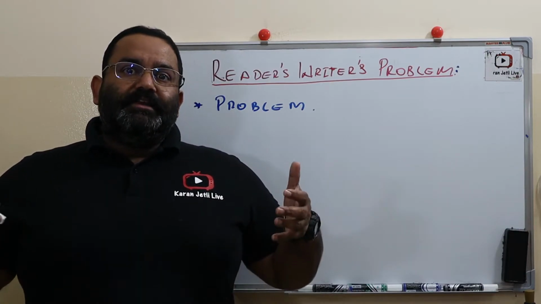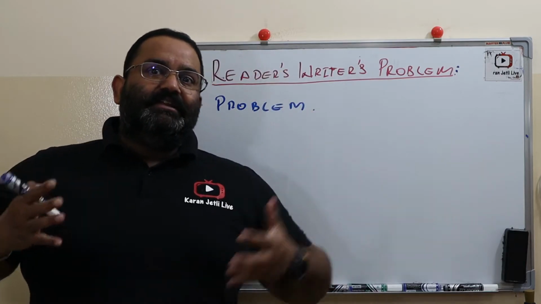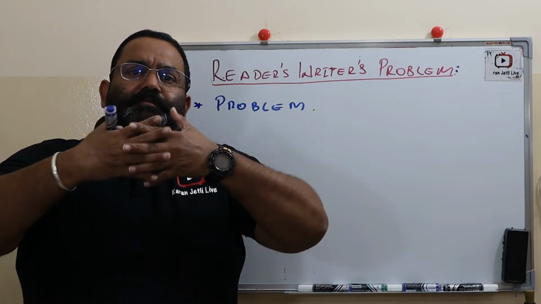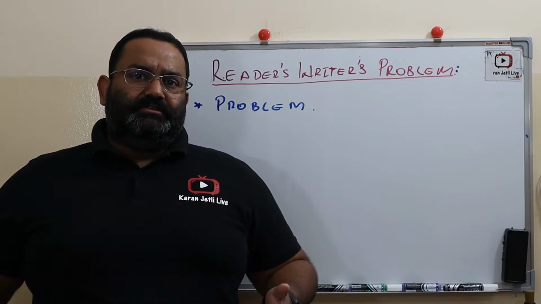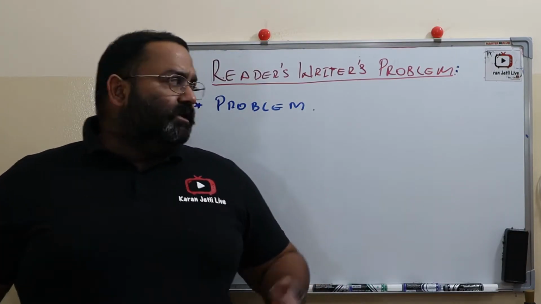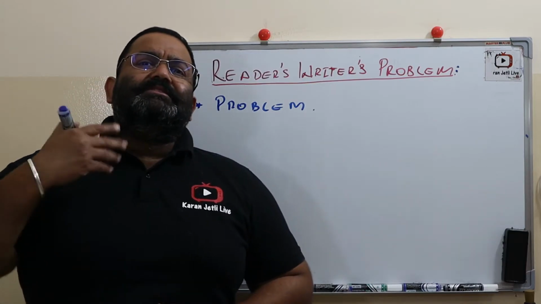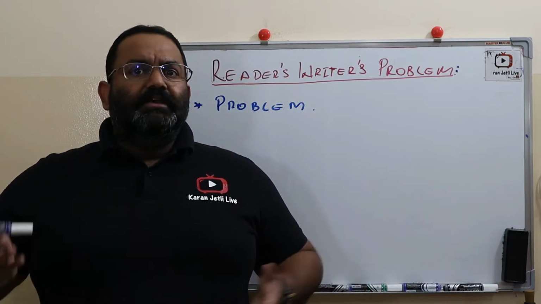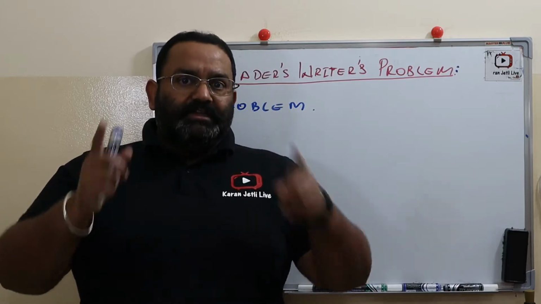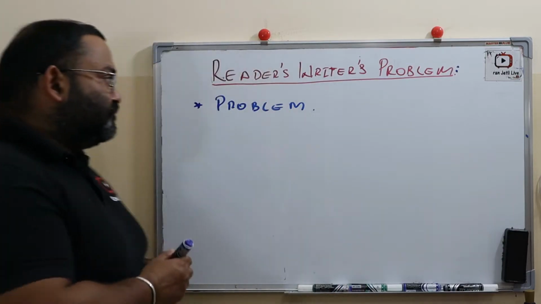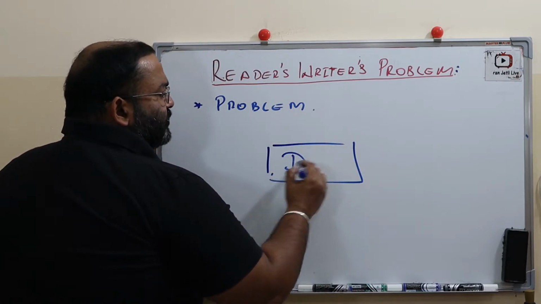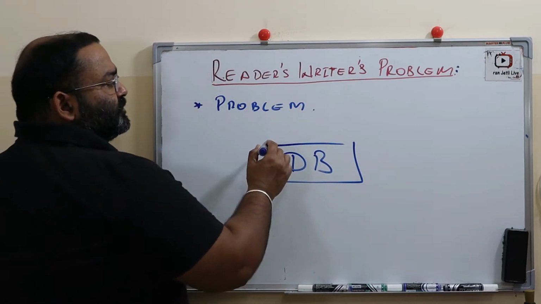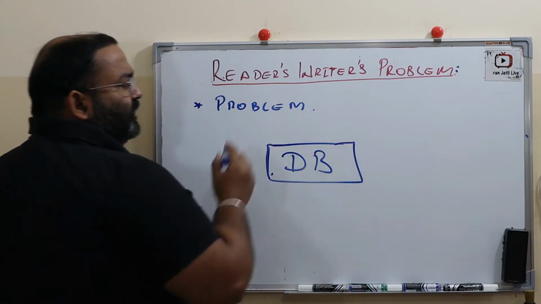So both these readers and writers should be synchronized. If we do not synchronize, then it will have some side effects. So what is the readers writers problem? Suppose I have a database, I call it DB. It is shared by multiple threads.